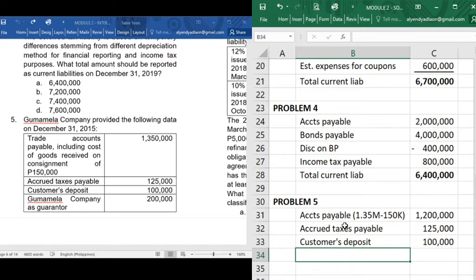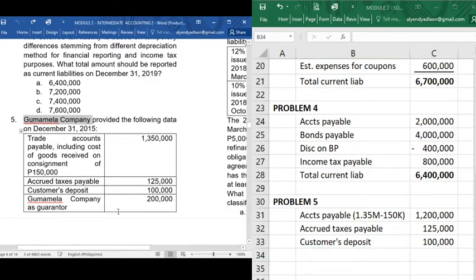Next, Gumamela Company as guarantor. This is in a case where there is another entity who has a liability to another entity. For example, we are Gumamela Company, so we are the guarantor of Sampaguita Company. Now, this Sampaguita Company has a liability to Rose Company. Sampaguita made Gumamela the guarantor. So, what does it mean to be a guarantor? That means if the Rose Company cannot anymore collect his credit from the Sampaguita Company because Sampaguita is insolvent, then Rose Company will now resort to Gumamela Company because he is the guarantor of Sampaguita Company.